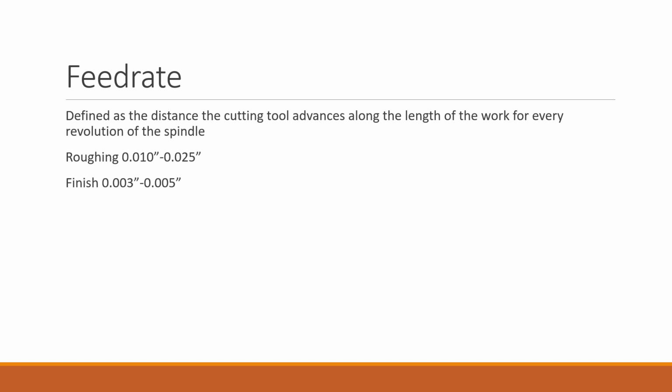Some general guidelines for feed rate are: for roughing, you want about 10 to 25 thou per rev, and for finishing, you want about 3 to 5 thou per rev. This really depends on your machine, the rigidity of your setup, and the type of cutting tool you have, but these are good general guidelines to get you started. Now we're going to go over to the lathe and see how to set this on the quick change gearbox.